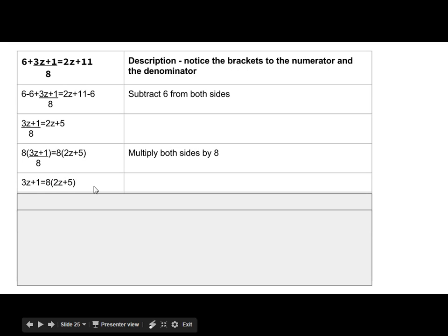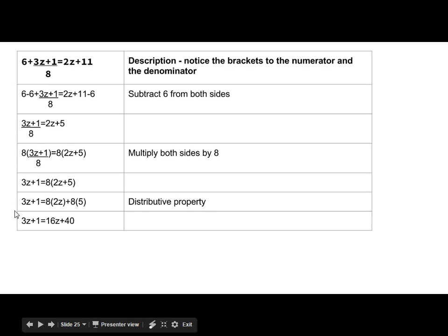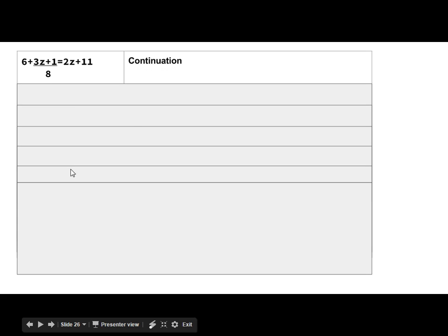Now, performing the distributive property, I'm going to distribute the 8 onto the 2z and onto the 5. So I have 3z plus 1 equals 8 times 2z plus 8 times 5. Now I'm going to simplify again, and I get 3z plus 1 equals 16z plus 40. Notice that I don't have a lot of space here on my page, so I've carried this over to another page. I'm just going to carry over this exact same equation, and it's going to go to the top of the next page.